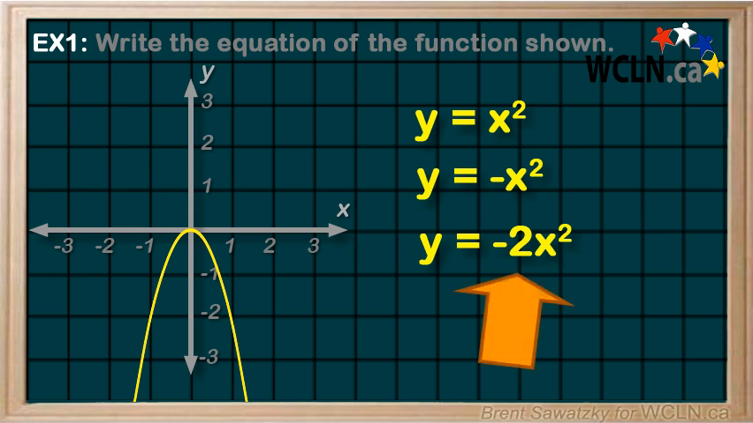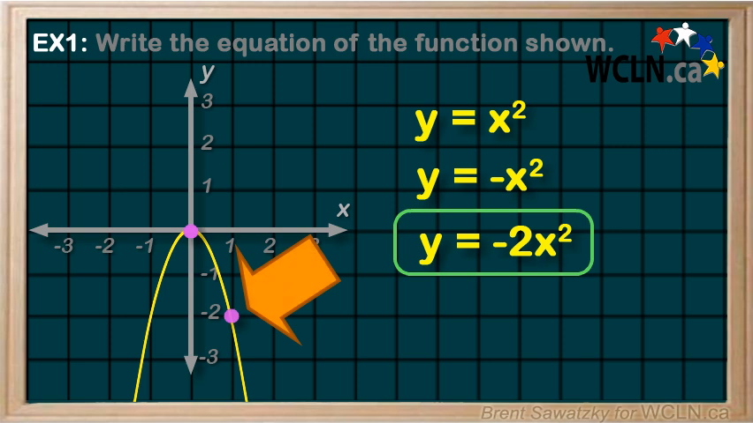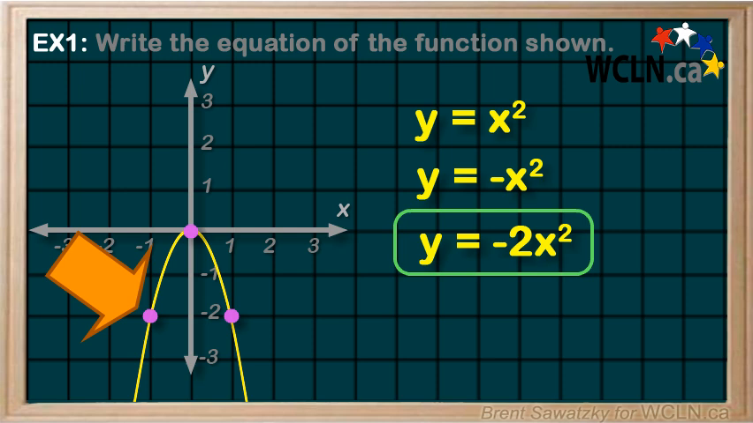So to describe this vertical expansion, we could add a 2 to our equation as a multiplier out front here. The equation describing this graph would therefore be y equals -2x squared. And let's confirm this. When x is 0, y is still 0. When x is 1, now y is -2. When x is -1, y is also -2.